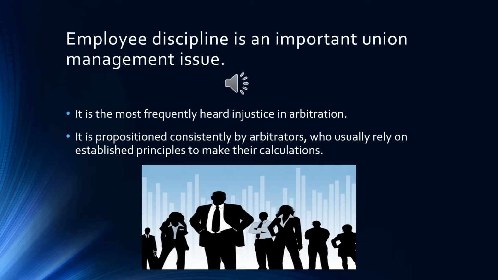Employee discipline is an important union management issue. It is the most frequently heard injustice in arbitration. It is propositioned consistently by arbitrators who usually rely on established principles to make their calculations.